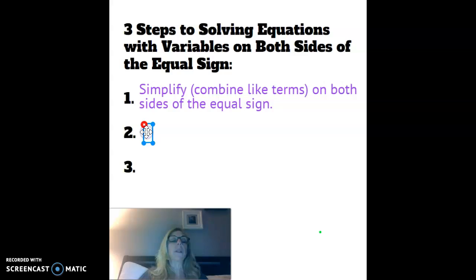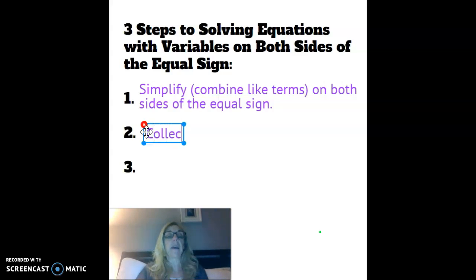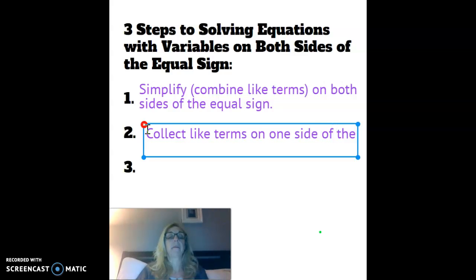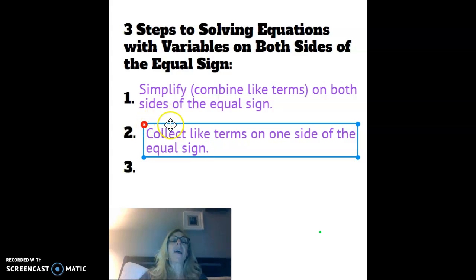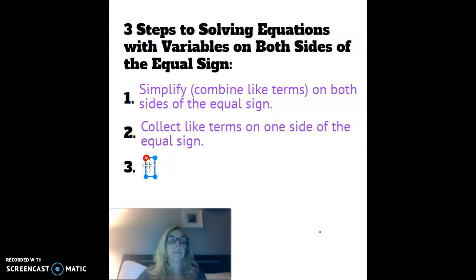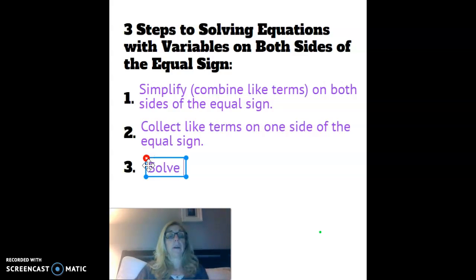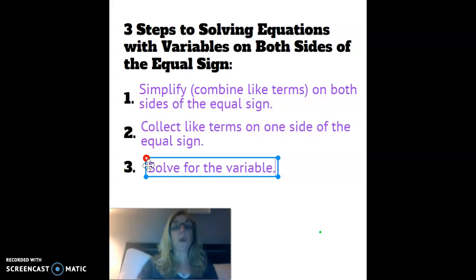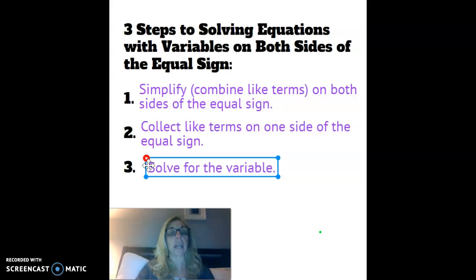The second step that we are going to be doing is collecting like terms on one side of the equal sign. And that is a new piece. First, we're combining like terms, then we're collecting them. You are going to figure out what that means as soon as we get to our examples. The last step, step 3, is to solve for the variable. And that is just like solving any equation. You're going to figure out what the variable is actually worth, and then you are going to tell us your answer based on your calculations.